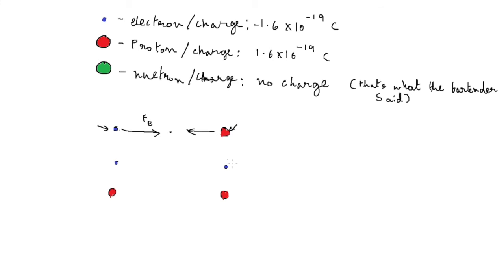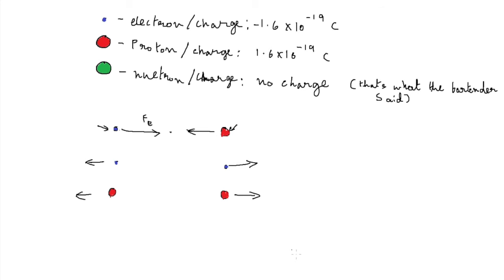Now over here we've got two equal charges, but they are the same charge. I mean, they're both negative. So like charges repel. And this is the same thing for a proton. Like charges repel.